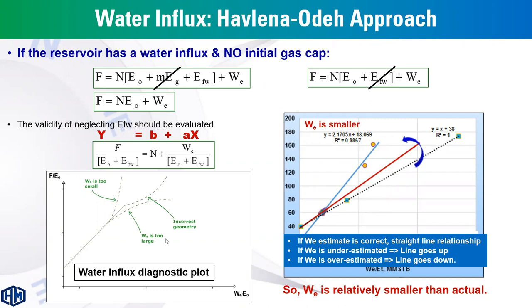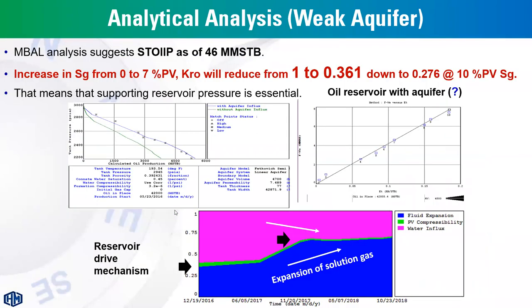So as mentioned, we are using this diagnostic plot of water influx. The main uncertainty parameter for this material balance calculation is to identify the correct water influx. Using this technique, if we have a correct water influx estimation, we will have this linear straight-line relationship. But if the water influx is underestimated, the data or line goes up like this. In other words, if the water influx is overestimated, the line goes down like this scenario.